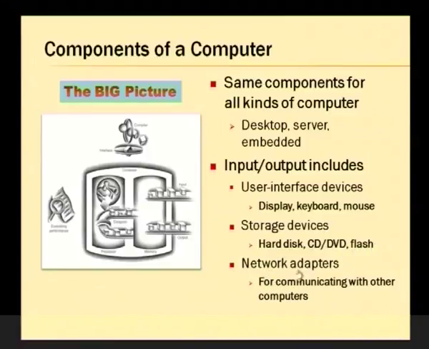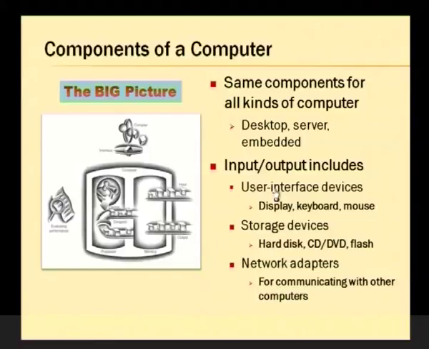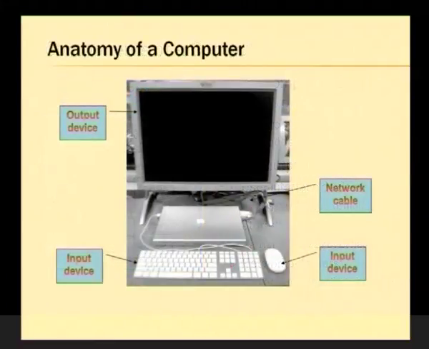Then we also have network adapters, because we need to be able to communicate with a network and, through a network, with other computers. So, we have network adapters also as input output devices. This is just to show you a picture of what a typical system looks like. You have your monitor here, which is your output device, and a keyboard, which is the input device. The mouse is also another input device, and there is a network cable which is connecting up the system. That also, we know, is an input output device.